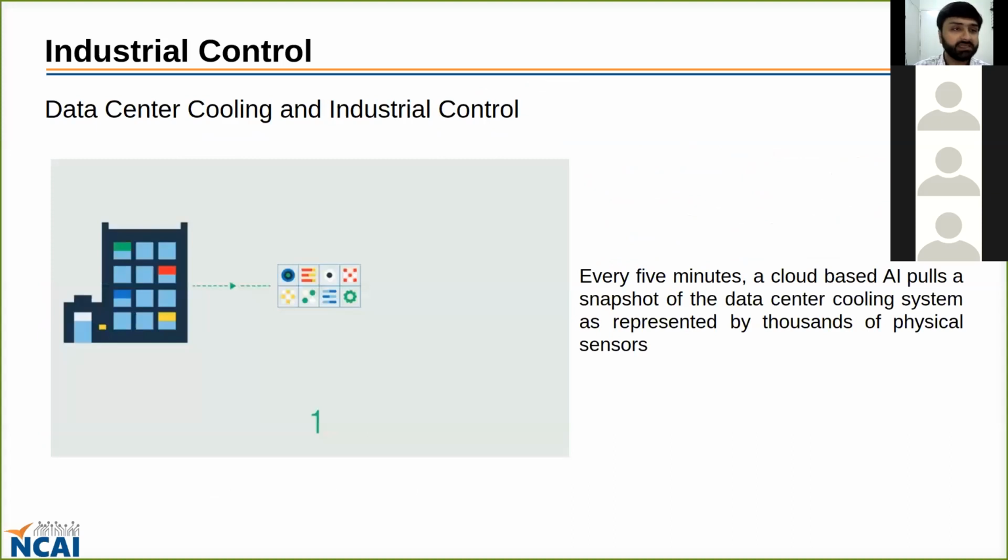If you go step by step, at the start, every 5 minutes, a cloud-based AI pulls a snapshot of the data center cooling system as represented by those thousands of physical sensors.